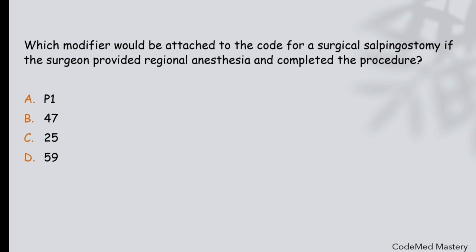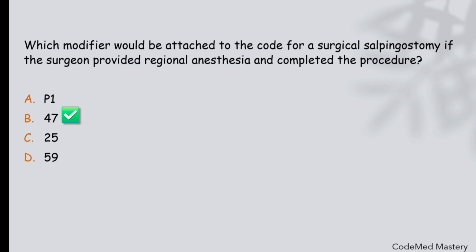The right answer is modifier 47, option B. Modifier 47 is for anesthesia by surgeon. Modifier 47 is correct because it indicates that the surgeon provided regional anesthesia in addition to performing the procedure. Option A P1 is wrong because it is a physical status modifier. It is not used for indicating the type of anesthesia provided by surgeon.